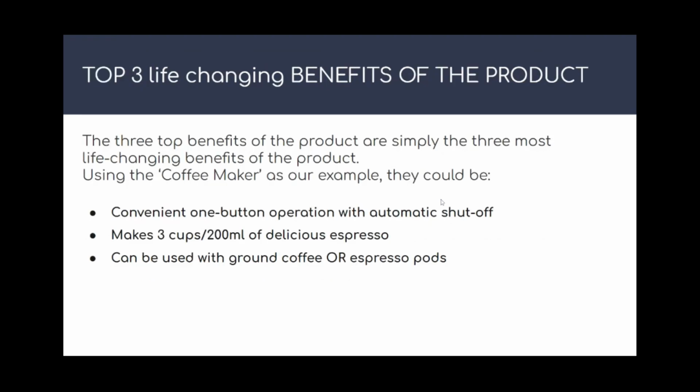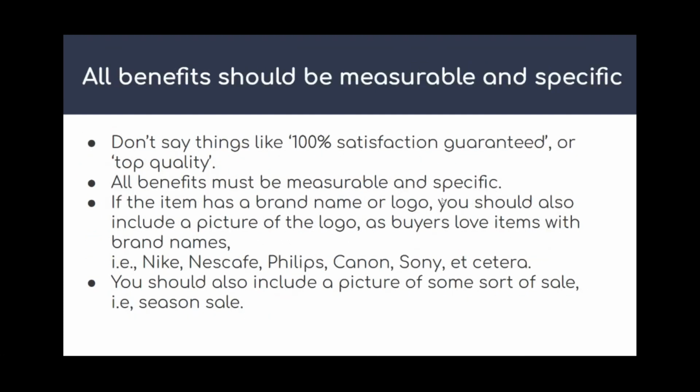Okay, so the next 3 is the top 3 life-changing benefits of the product you're selling. So the top 3 benefits of the product are simply the 3 most life-changing benefits. Using the coffee maker as our example, they could be convenient, one-button operation with automatic shut-off, makes 3 cups, 200 ml of delicious espresso, can be used with ground coffee or espresso pods. Okay, so all benefits should be measurable and specific. Don't say things like 100% satisfaction guaranteed or top quality.